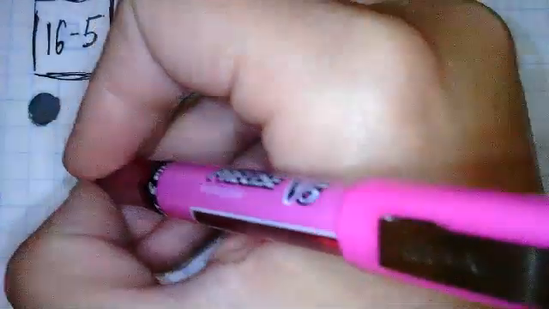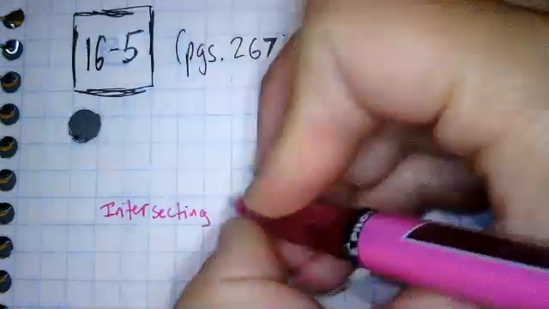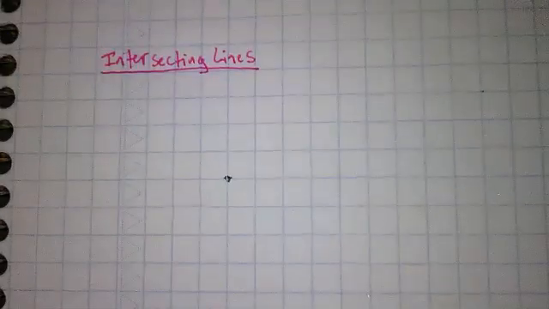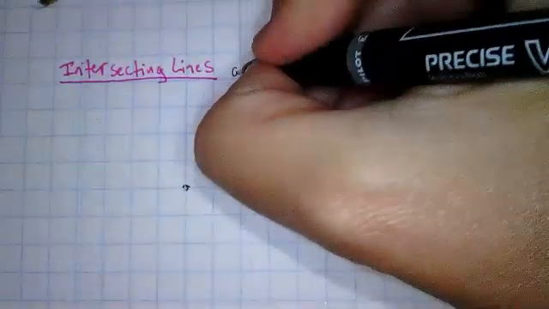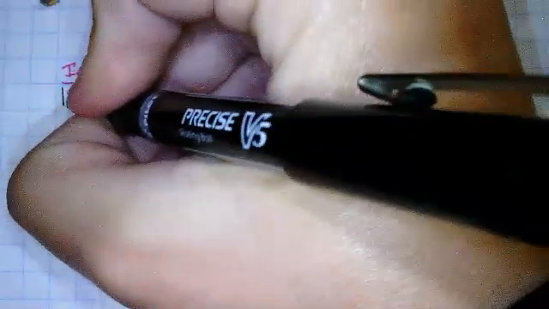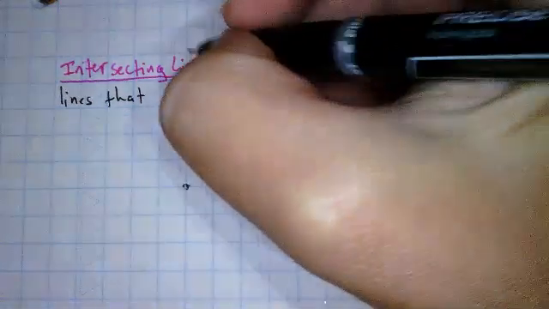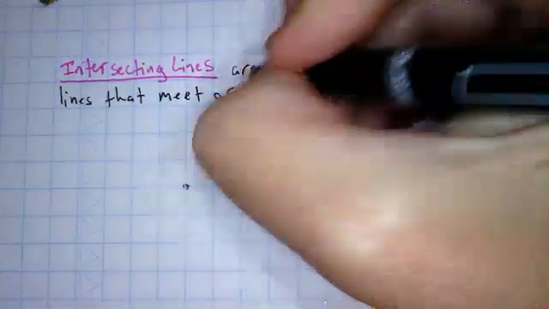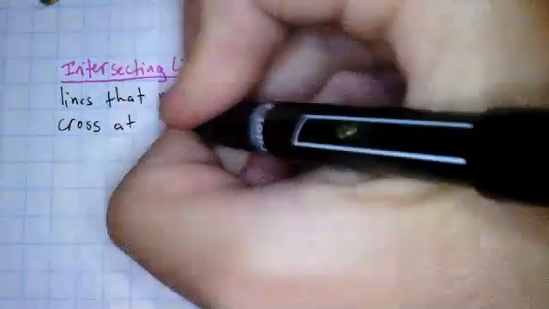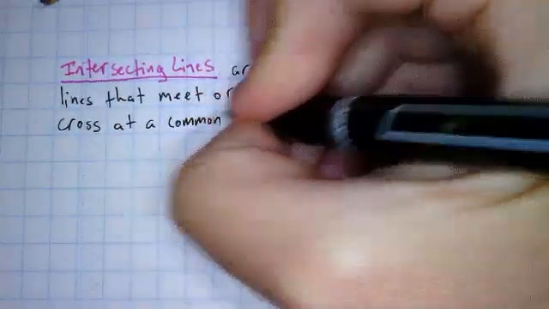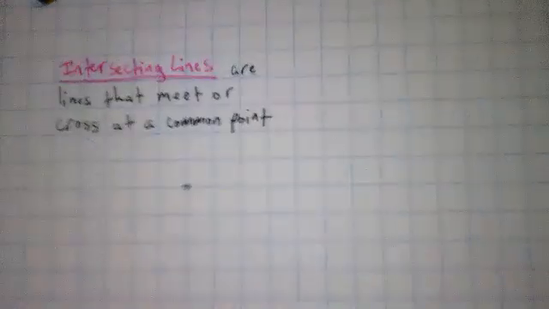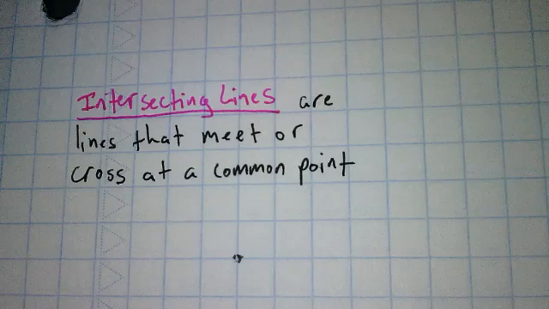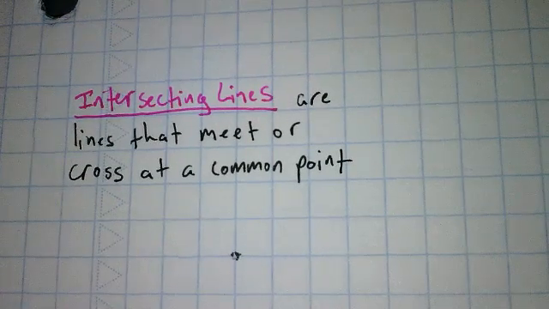So I'm going to write in my notes here. I want to make sure I'm not going off the page. Okay, intersecting lines are lines that meet or cross at a common point. And I'll zoom in on that so you can see that better. Intersecting lines are lines that meet or cross at a common point.